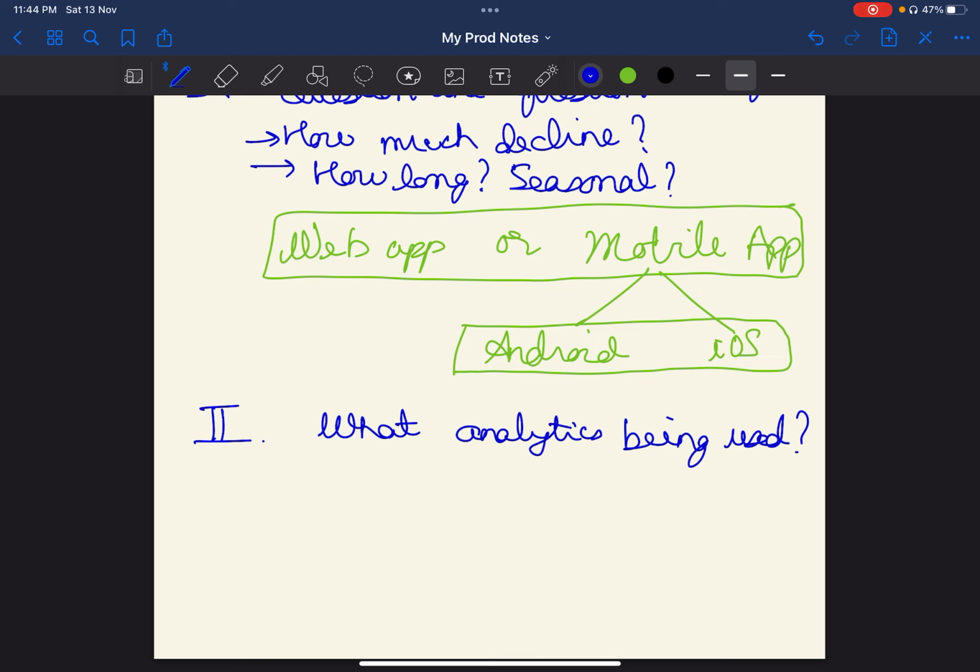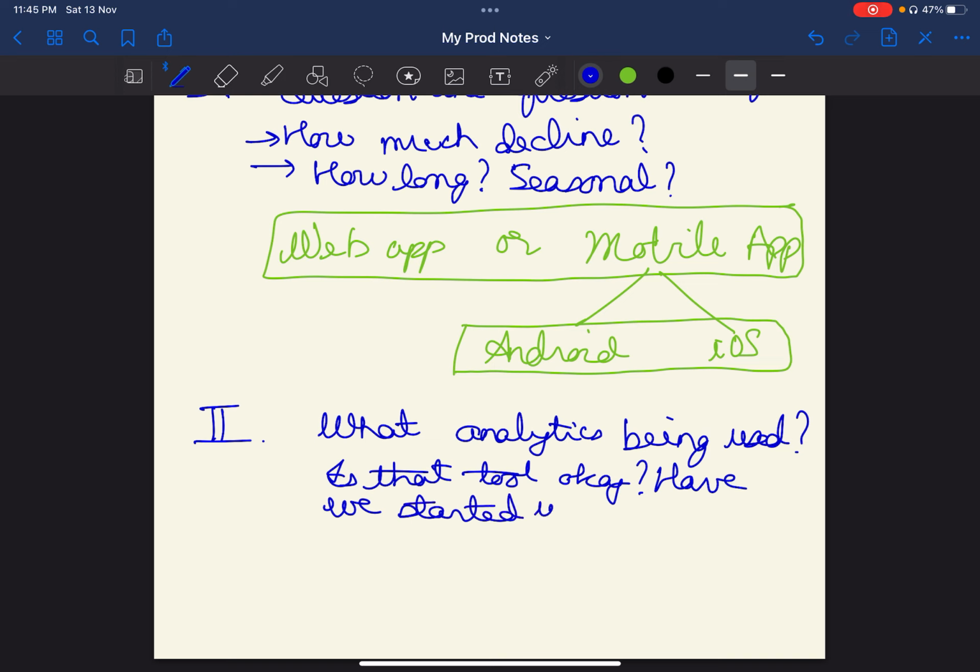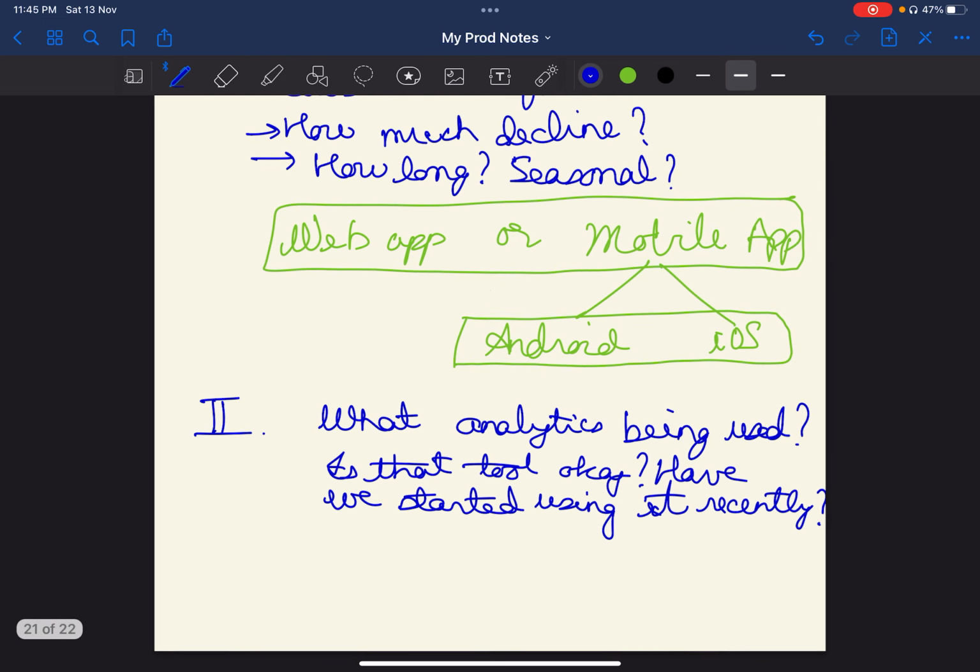It's important because a lot of people miss this aspect, and hence they end up going in a completely different direction, and you waste like 20-25 minutes of your time going nowhere. So it's important that you ask this question. Like, is that tool okay? Whatever tool that we are using, is that tool okay? And have we started using it recently? Like, since that time, we have noticed this difference.